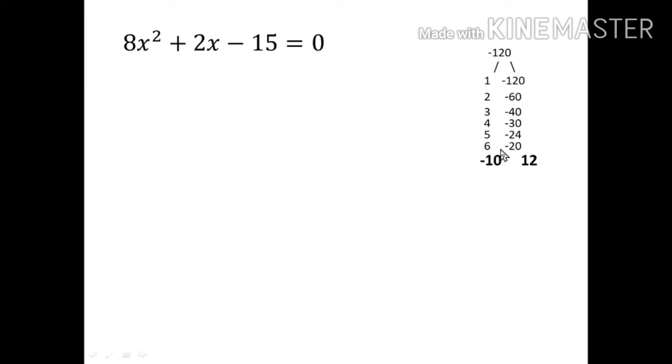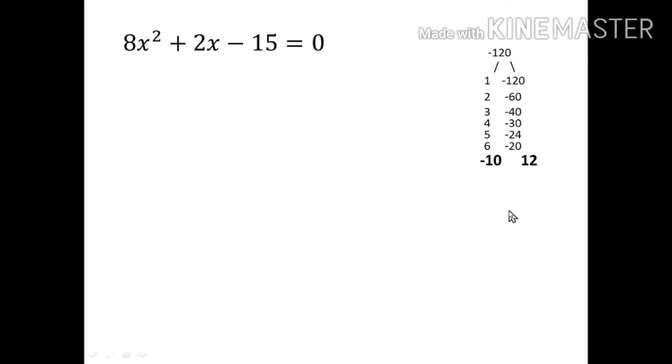Okay, so ito. Ito na yung hinahanap natin na factor ng negative 120 na kapag pinag-add natin, magbibigay ng positive 2. Diba? Kasi negative 10 times 12 is equal to negative 120. Then, negative 10 plus 12 is equal to positive 2. So, ito na yung factor ng negative 120 na hinahanap natin.